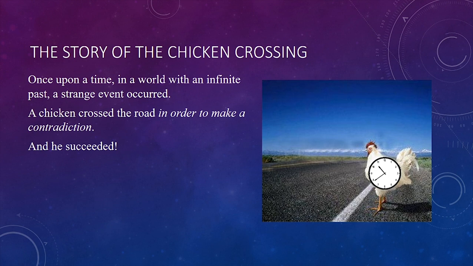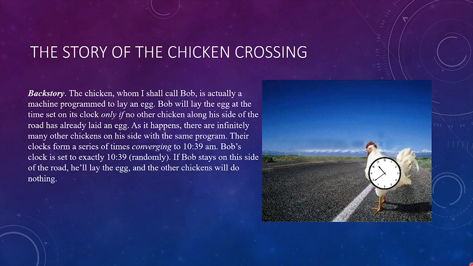So in this world, an infinite number of events has taken place. Now here's the backstory. The chicken, whom I shall call Bob, is actually a machine. And this machine is programmed to lay an egg. Bob will lay the egg at a specific time set on its clock. So this chicken Bob has a clock. It's set to 10:39. And Bob will lay his egg at this time only if no other chicken along his side of the road has already laid an egg.